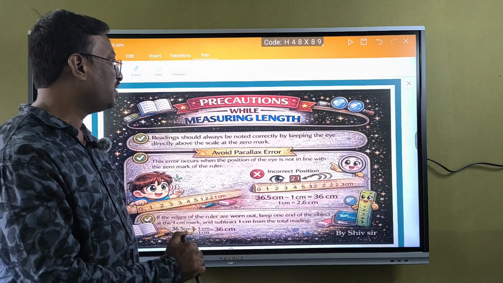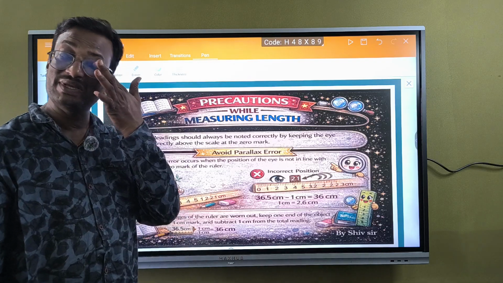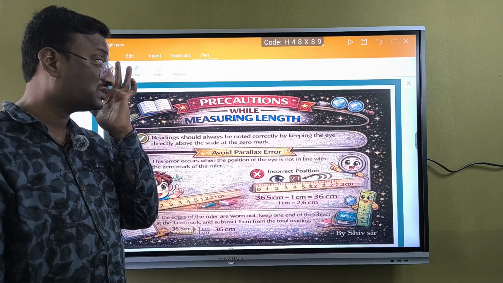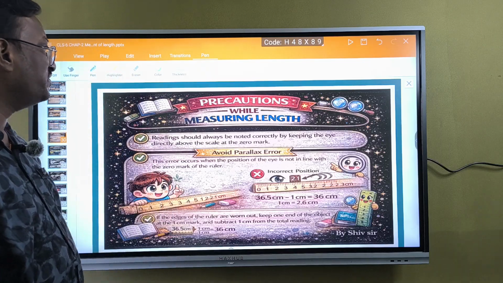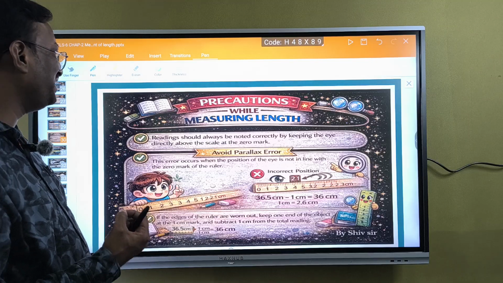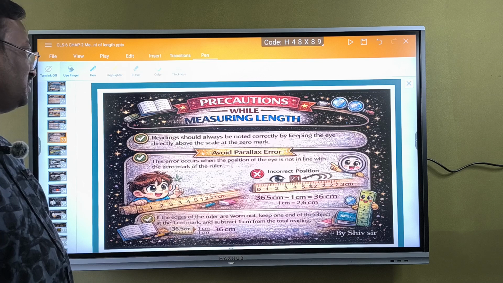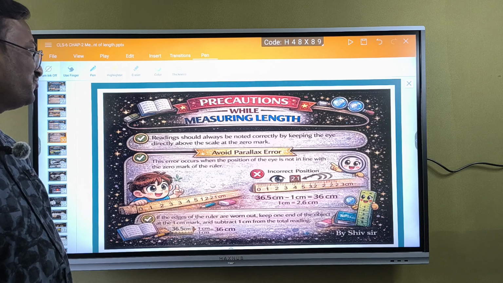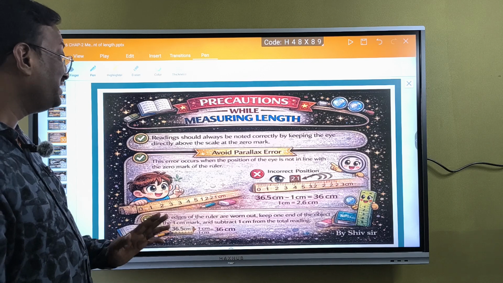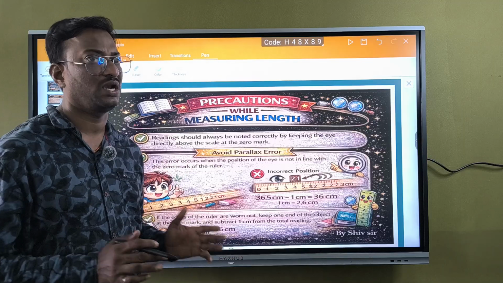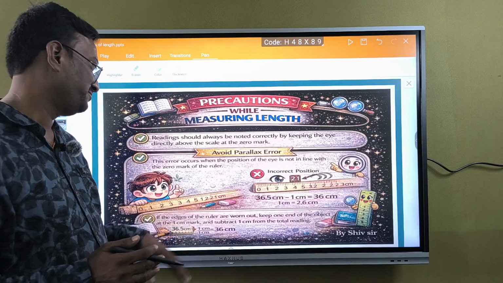Next thing, precautions while measuring the length. While measuring the length, what are the precautions to be taken? Reading should always be noted correctly by keeping the eye directly above the scale at the 0 mark. We have discussed already, this error occurs when the position of the eye is not in line with the 0 mark of the ruler. Ruler means scale.